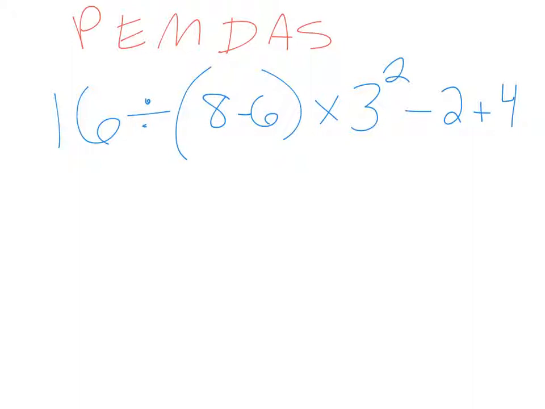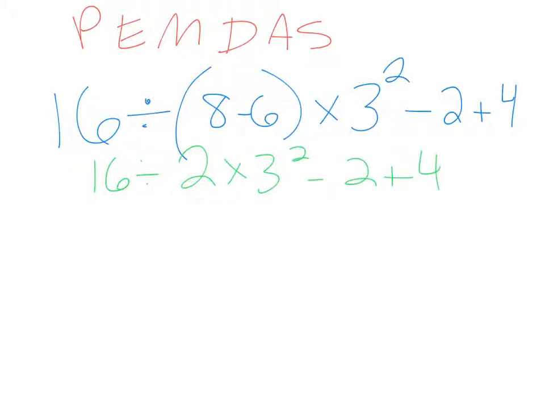My suggestion to you guys is, as you all solve your order of operation problems, go ahead and write what you're left with so that you can see what to do next. Meaning, all I did was solve what's inside the parentheses, so I'm left with 16 divided by 2, times 3 squared minus 2 plus 4.